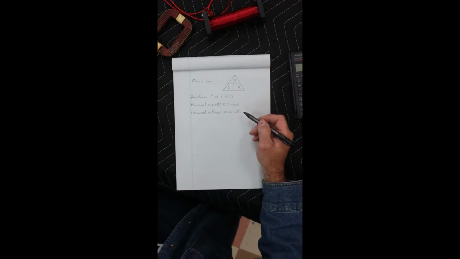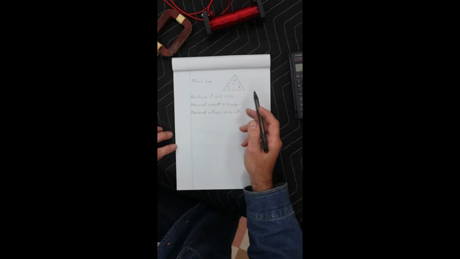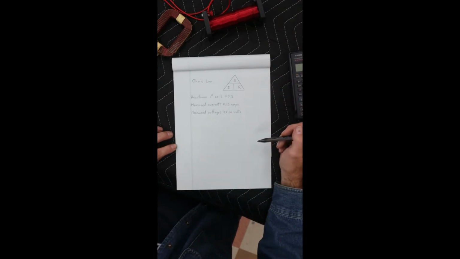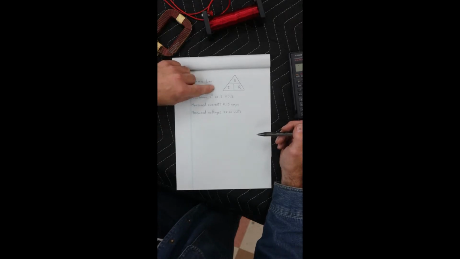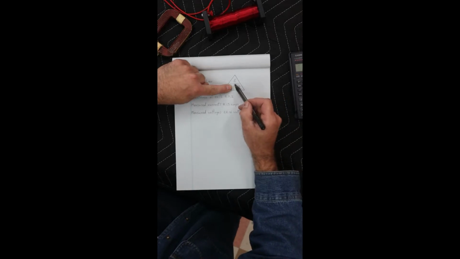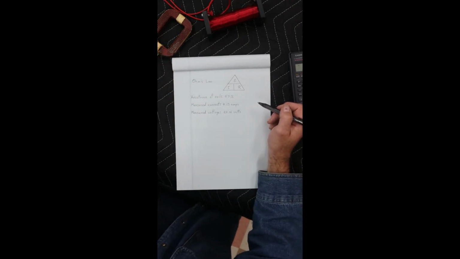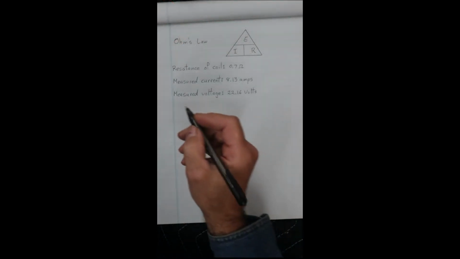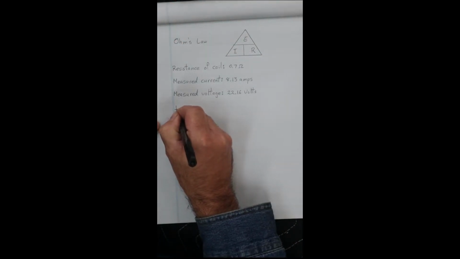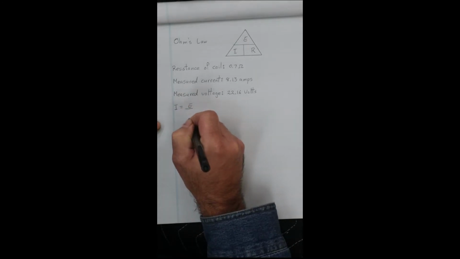Now, there's a couple things I would like to do. The first thing is I'd like to confirm the amount of current we should have read using the Ohm's law formula. Simply said, if I cover up the I, which represents current, you'll see that I will take the applied voltage and divide it by the value of resistance. So the formula is I equals E divided by R.